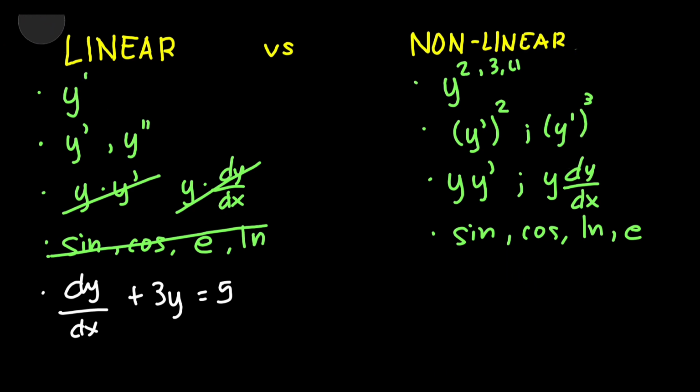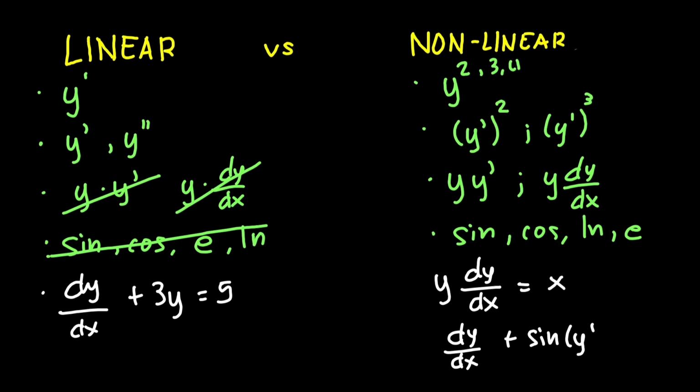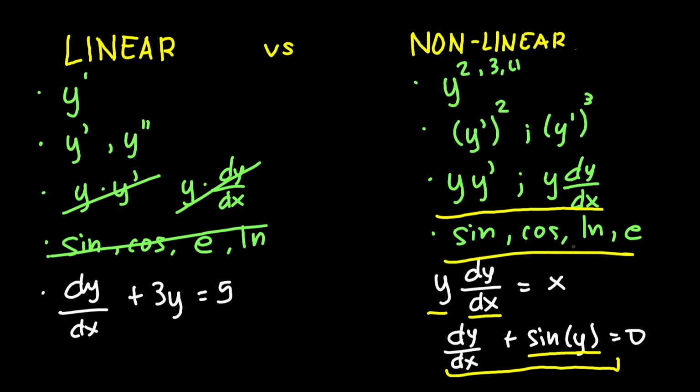And some examples of this would be y multiplied by dy over dx equal to x, and dy over dx plus sine of y equal to 0. So you can see here, a variable was multiplied by a derivative. So if you see anything like that, it is automatically nonlinear. And for this next equation, you can see here it has a trigonometric function, so it is also nonlinear.